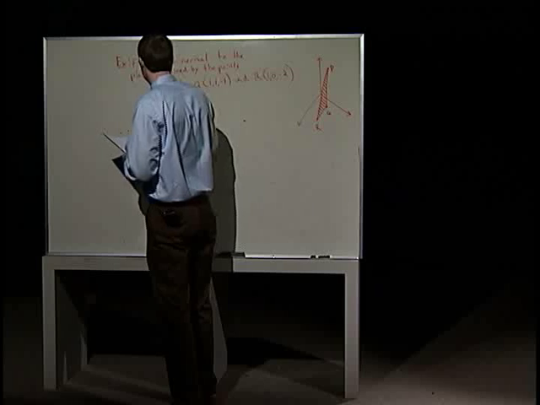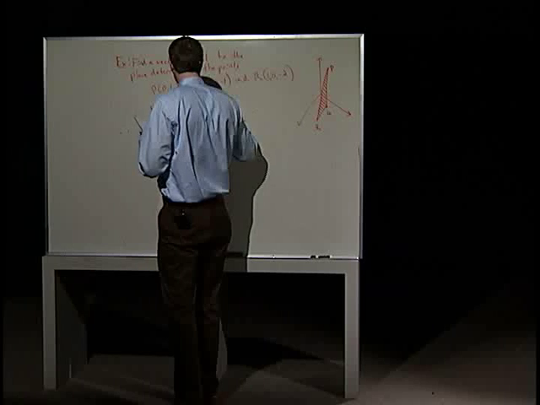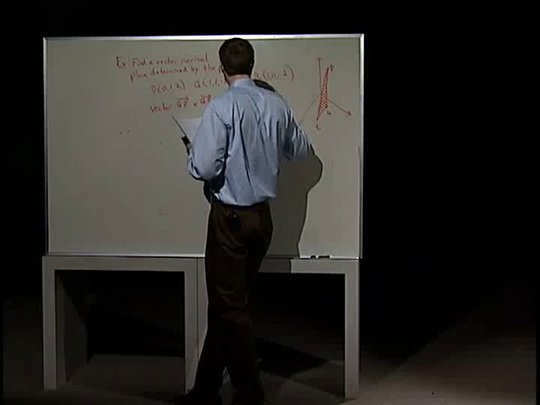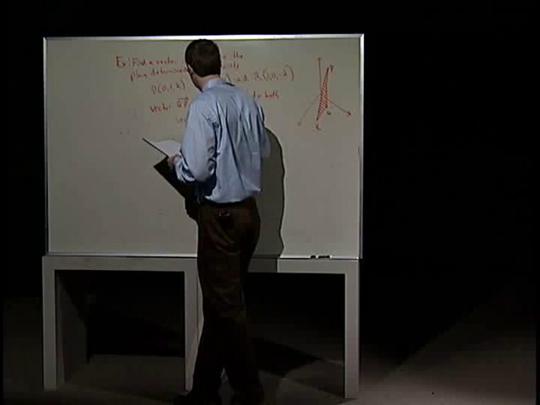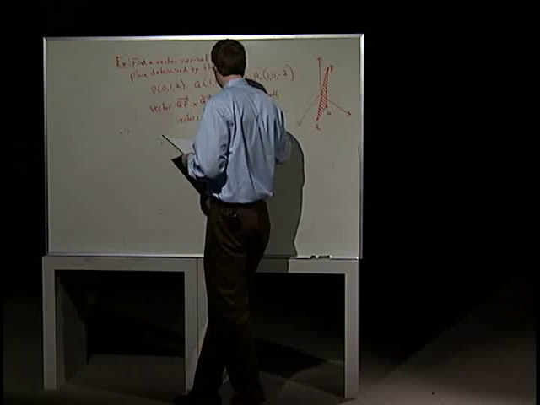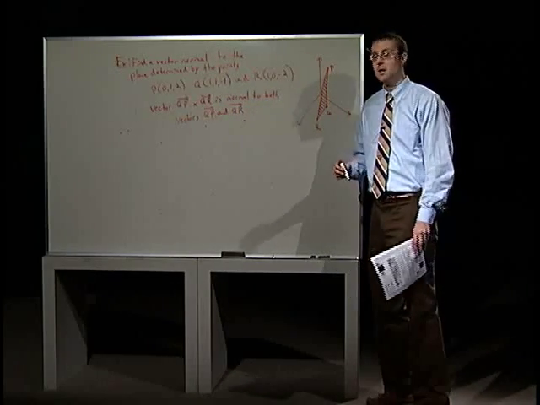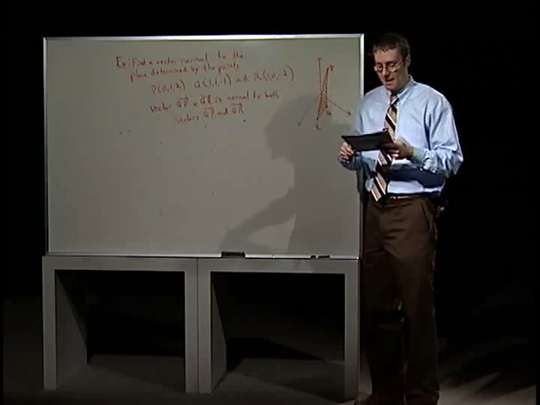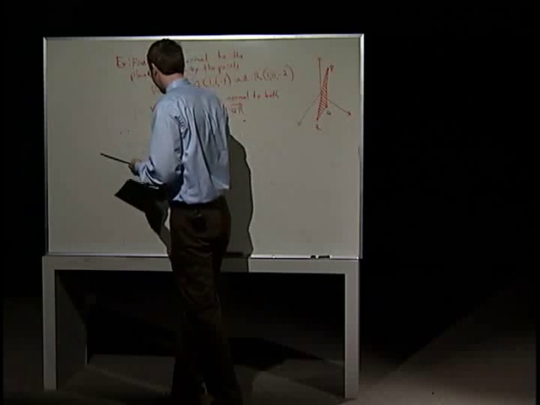So we know that the vector QP cross QR is normal to both the vectors QP and QR. So there's QR, there's QP, 2 vectors. Direction doesn't really matter here because it's a plane, but we know the normal to both of those, so we can use this cross product and get our normal vector.